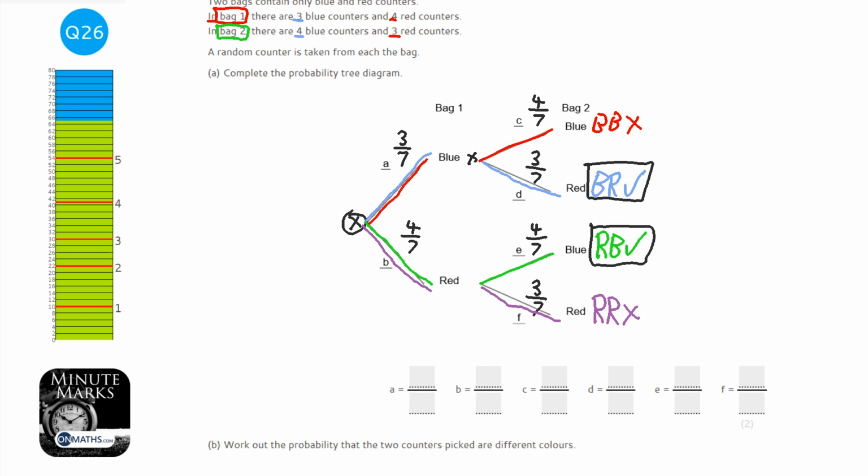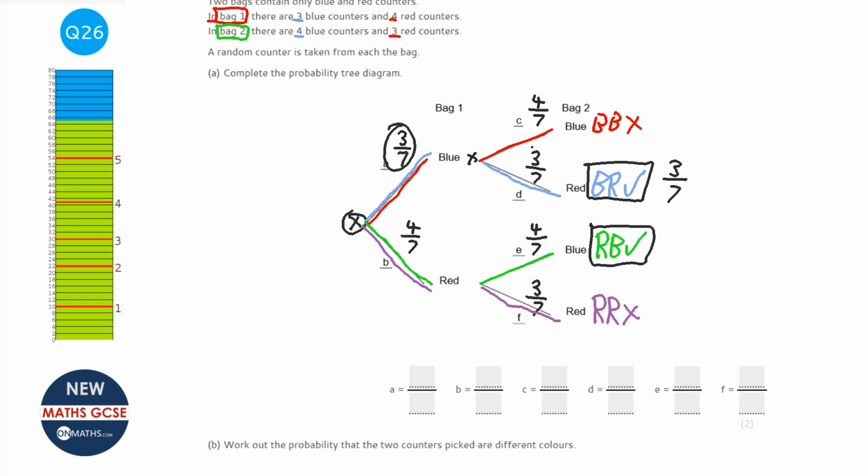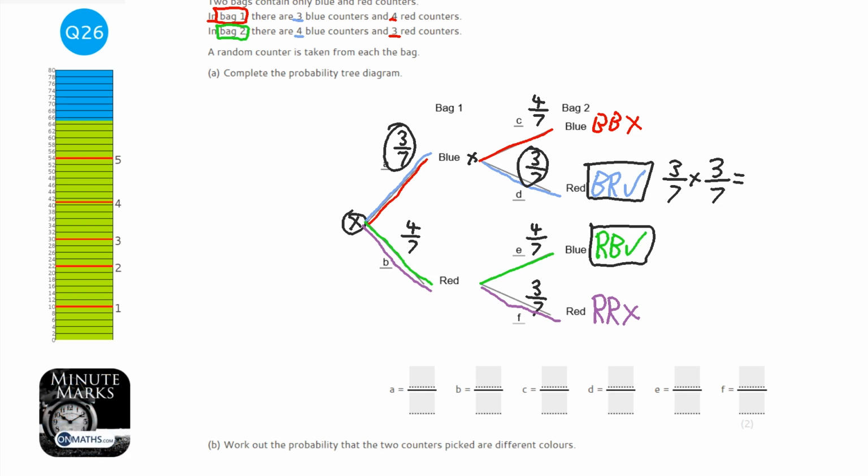Now the way of working out the probability of ending on either of those is just to write down the fractions that you passed to get there. So I passed this one, so 3 over 7, and I passed this one, so another 3 over 7. And then what you do is you times them. Now to times fractions you just times the tops, times the bottoms. So 3 times 3 is 9, 7 times 7 is 49.